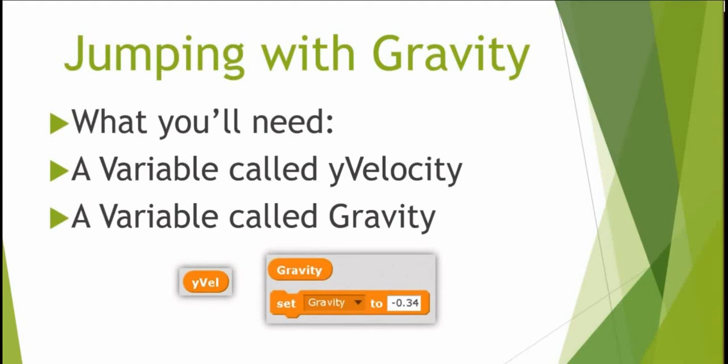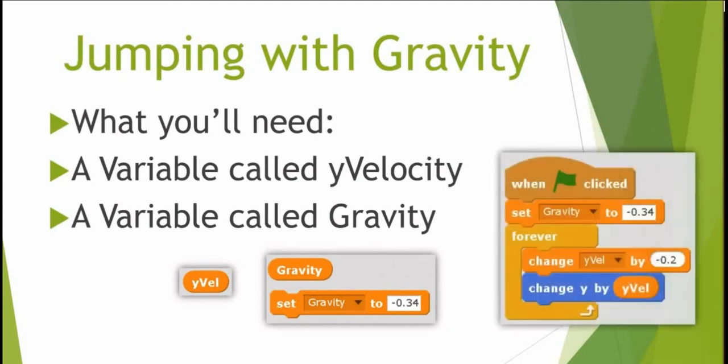Why do we set it to minus 0.34? Well, that is just a maths term we use for gravity, and if you think about it any more than that, then you'll have to write an entire paper on gravity. So don't worry about it, guys. What we're going to be doing today is setting gravity to minus 0.34 and then changing our y velocity.